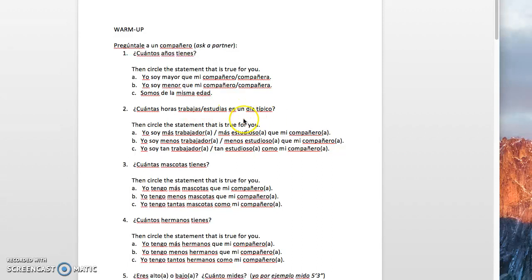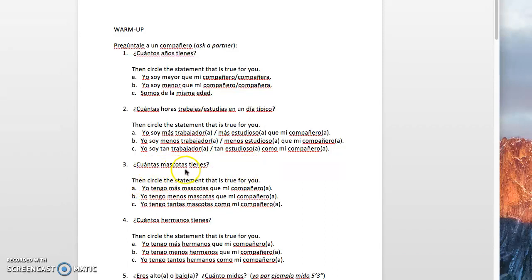Okay, so if the person you were talking to had told you, trabajo 8 horas en un día típico, which one would be true for you? Soy más trabajador o trabajadora que mi compañero. Soy menos trabajador o trabajadora que mi compañero. O soy tan trabajador o trabajadora como mi compañero. So if you only perhaps work 6 hours a day, 6 horas al día, you could say, yo soy menos trabajador o trabajadora que mi compañero.